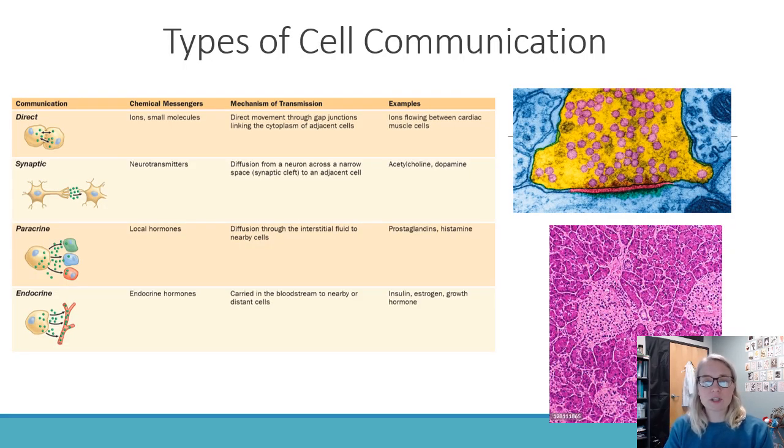So we're first going to start talking about the different ways that cells can communicate to each other. This chapter is going to focus just on one of them, the endocrine method, but let's take a look at some of the other ways that cells can communicate just so we know that there's other options out there.